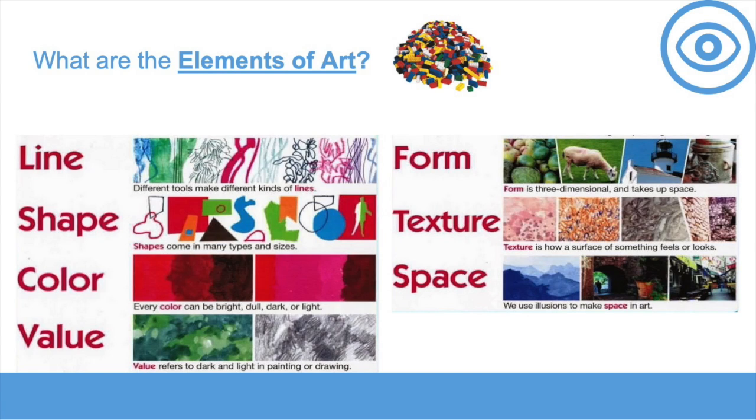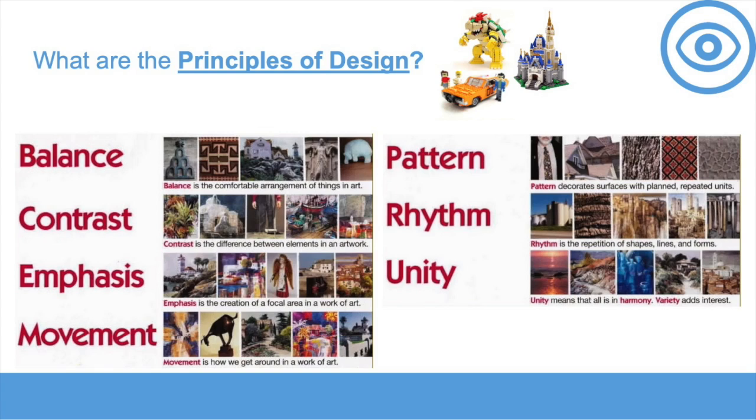Now we've looked at all of the ingredients of artworks. Let's see how artists put them together. What do they think about as they are making art? So artists use the principles of design when they are creating art. They think about things like balance and contrast, emphasis, movement, pattern, rhythm, and unity. These are all different tools that artists use to make their artwork look interesting and dynamic and something that people want to look at.